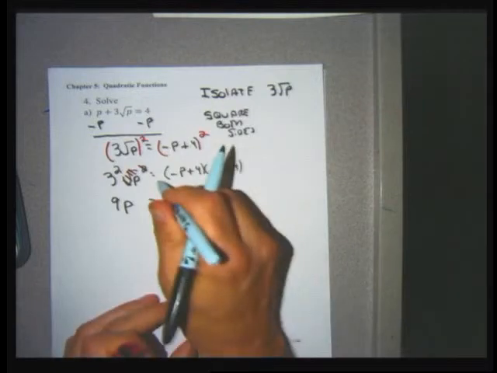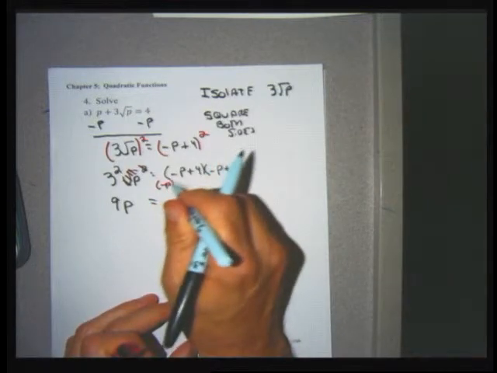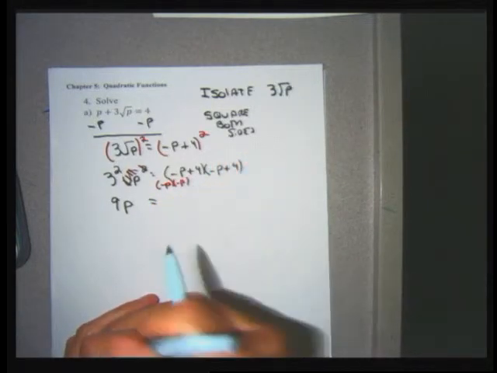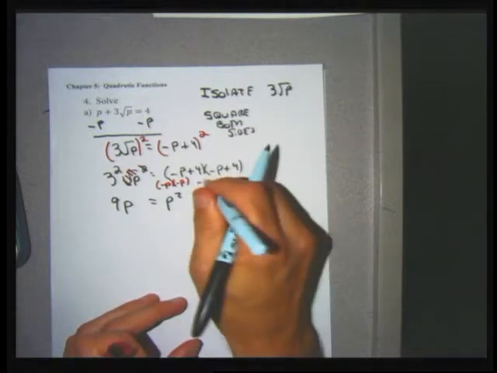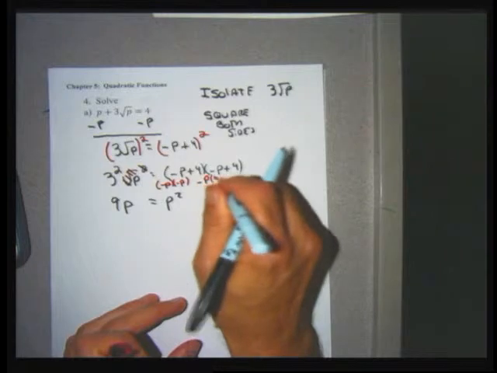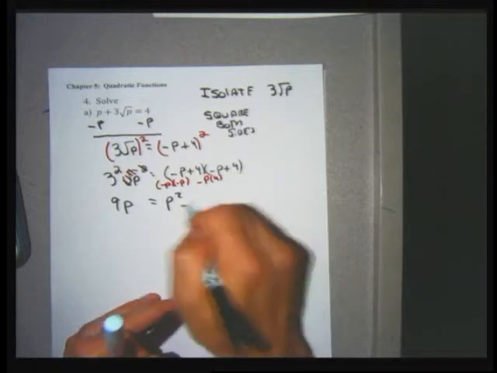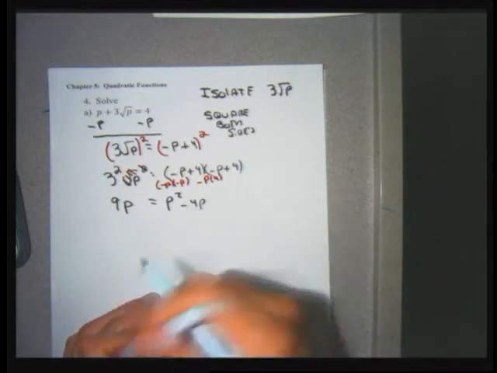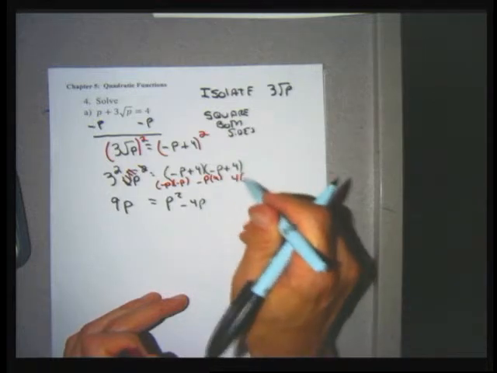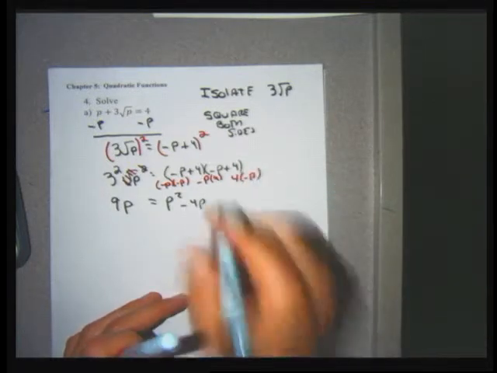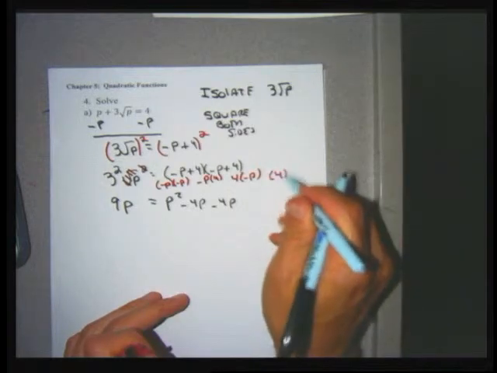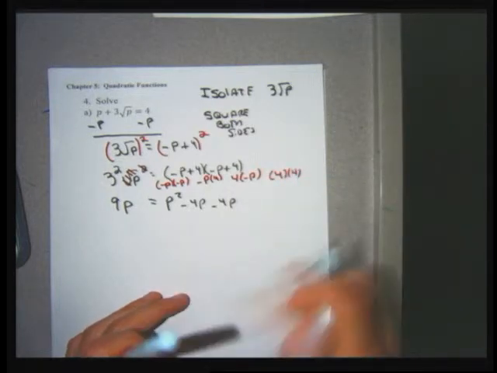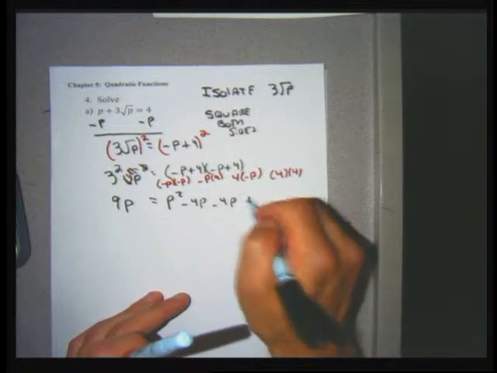On the right side, I do firsts: negative p times negative p, which is positive p squared. Then outers are negative p times 4, which I'll write as negative 4p. Then inners are 4 times negative p, which I'll write as negative 4p again. And lasts, which are 4 times 4, I'll write as a plus 16.